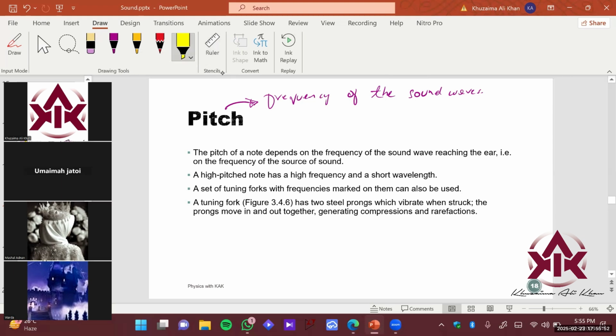So the pitch of a note depends upon the frequency of a sound wave reaching the air, and high pitch has high frequencies and a short wavelength, right? If you hear a girl shouting with a very sharp noise, you sometimes start to feel some pain in your ear. Why is that? Because the frequency is very high, not loud. That causes your eardrum to vibrate a huge number of times per second, and that creates some pain in your eardrums.